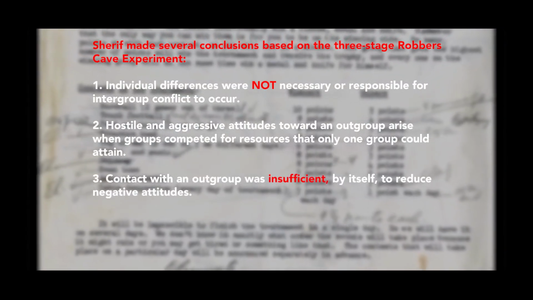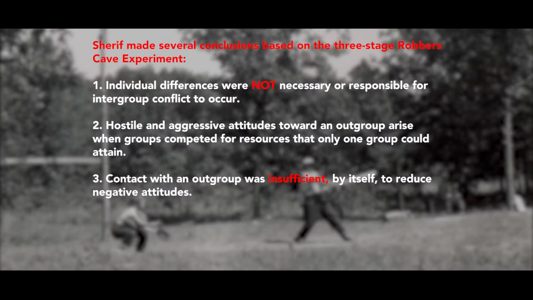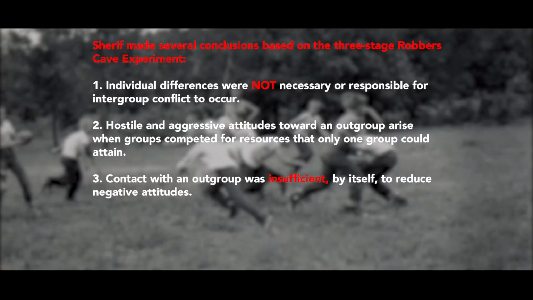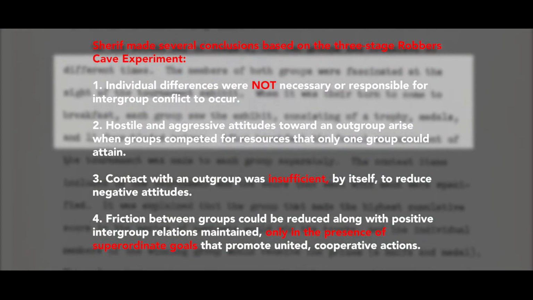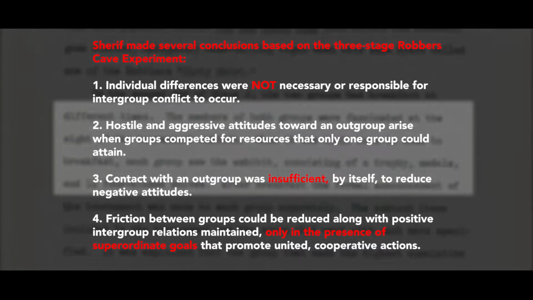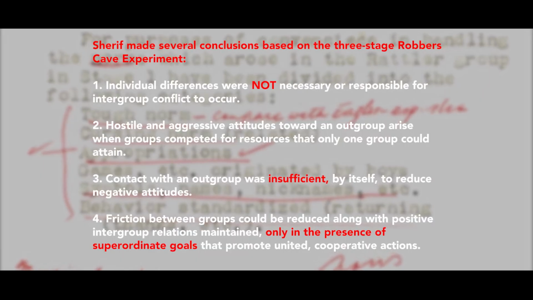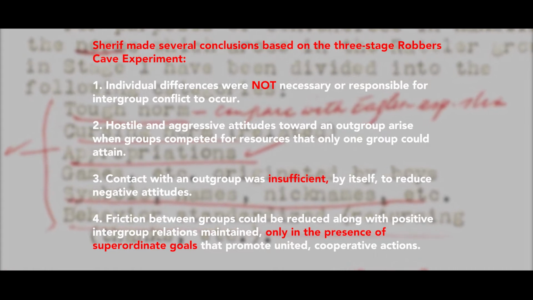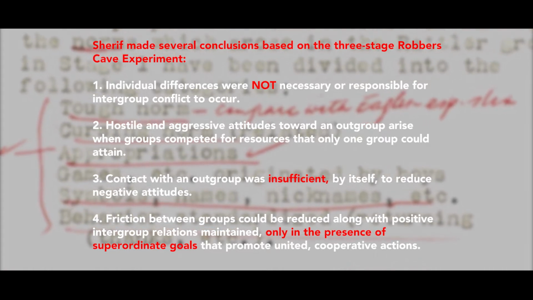Sherif also established that contact with an outgroup was inefficient by itself to reduce negative attitudes. He concluded that friction between groups could be reduced, along with positive intergroup relations maintained, only in the presence of superordinate goals that promote united, cooperative actions.